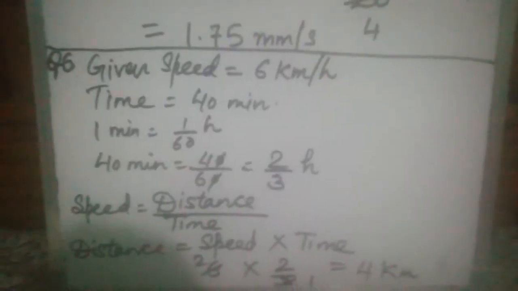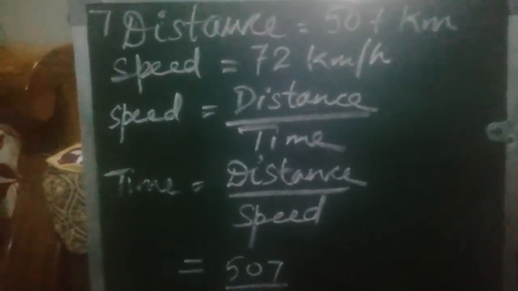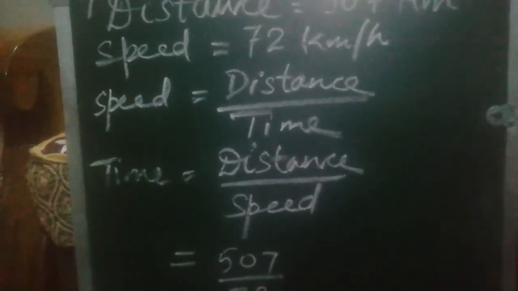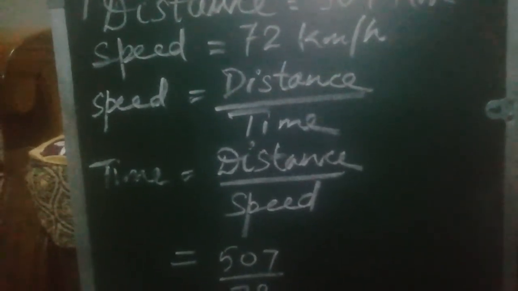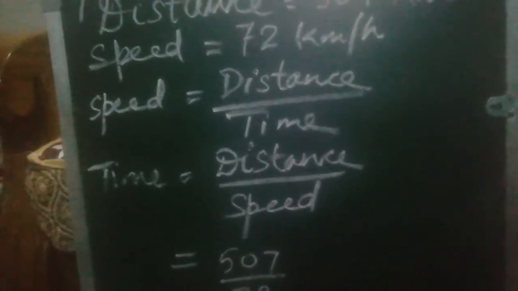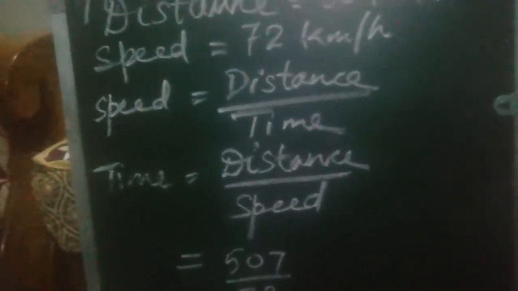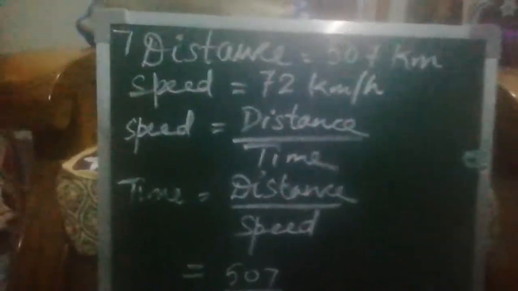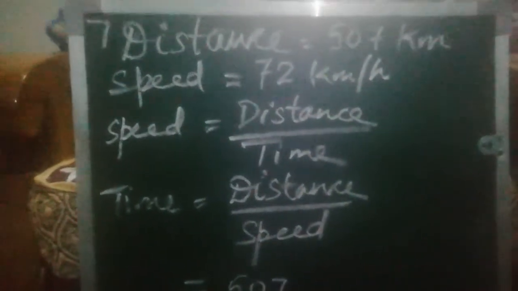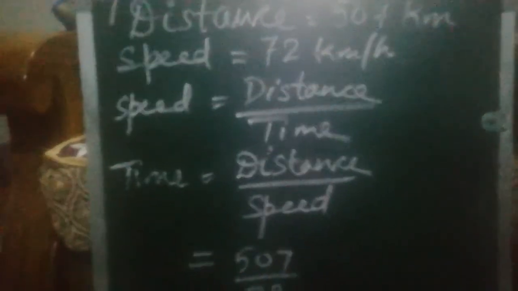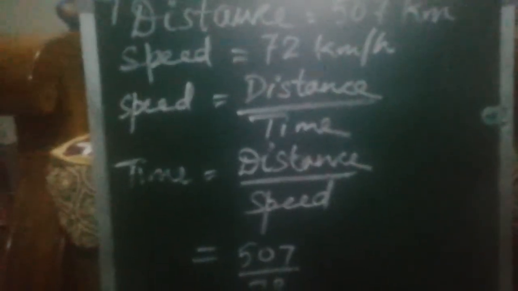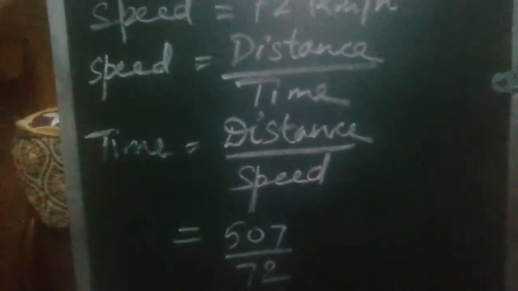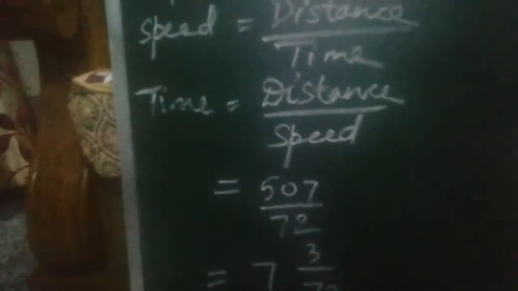Okay children, now question number 7. How much time does a train take to cover a distance of 507 kilometer between New Delhi and Lucknow, if the average speed of the train is 72 kilometer per hour? Distance given is 507 kilometer, speed is 72 kilometer per hour. We have to find out the time taken. So formula is speed equals distance by time. So time equals what? Distance by speed. Distance is 507 and the speed is 72.